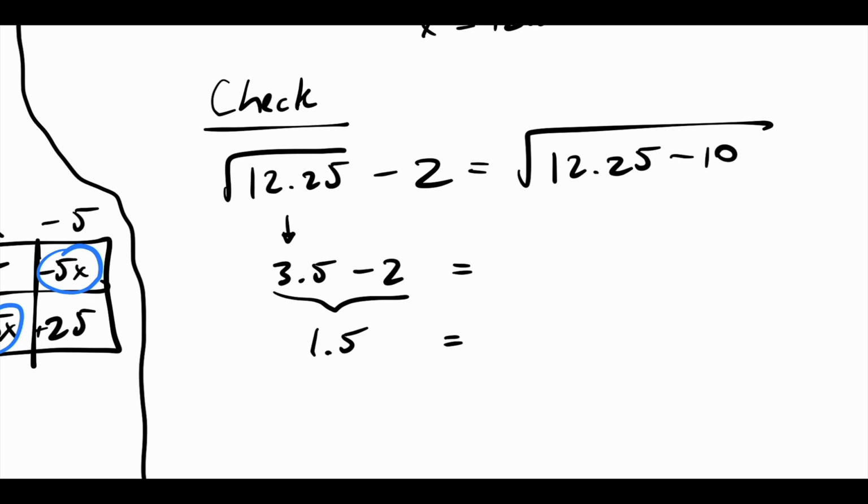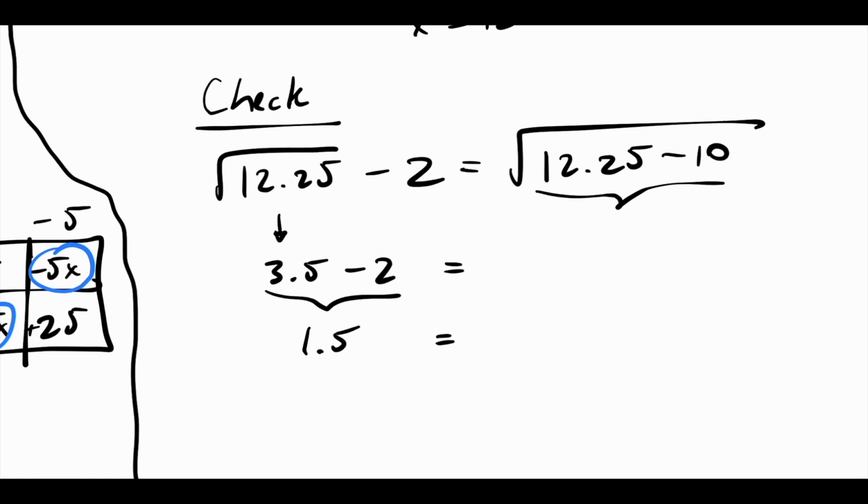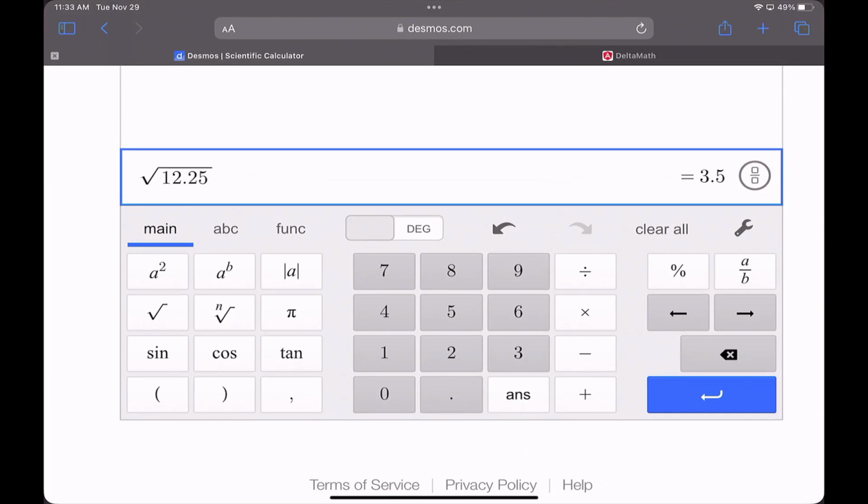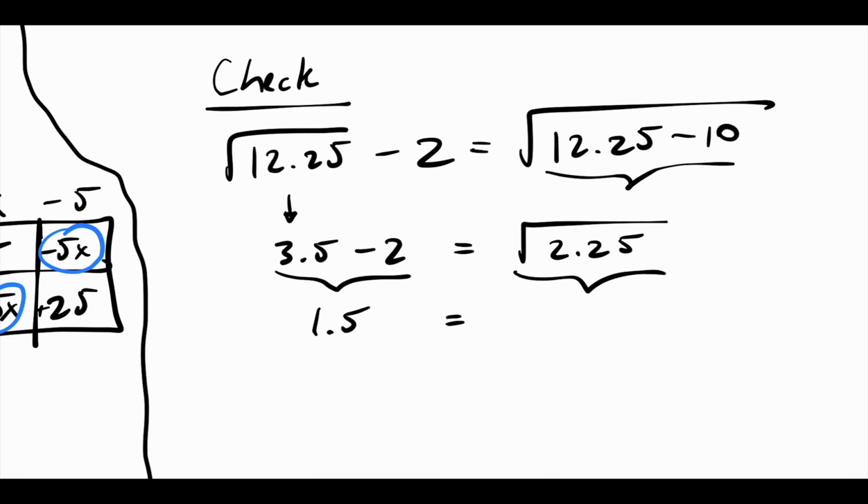All right, now the other side. I've got to do the subtraction first. When I subtract those two, I get 2.25. I do the inside first, and then I take the square root of 2.25. Use my calculator, and I get 1.5. They check out. The answer I get checks out.